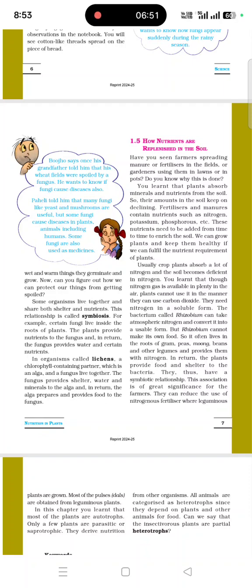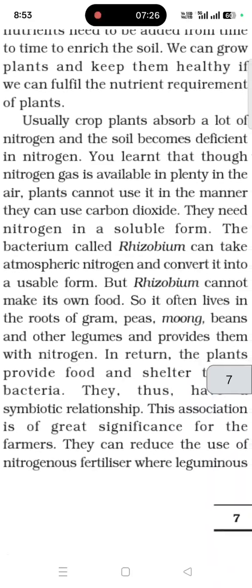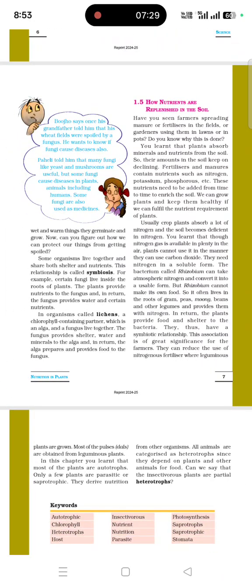Here we can see that plants absorb minerals and nutrients from the soil. Fertilizers and manures contain nutrients such as nitrogen, potassium and phosphorus, that is NPK. We can grow plants and keep them healthy if the nutrients are properly supplied. Leguminous plants require nitrogen from the atmosphere, which is not consumable in its direct form. So the nitrogen should be made into a soluble form, and that is possible. The atmospheric nitrogen is converted to a useful form by a bacteria called rhizobium, which provides it to the leguminous plant so that the plant can grow.